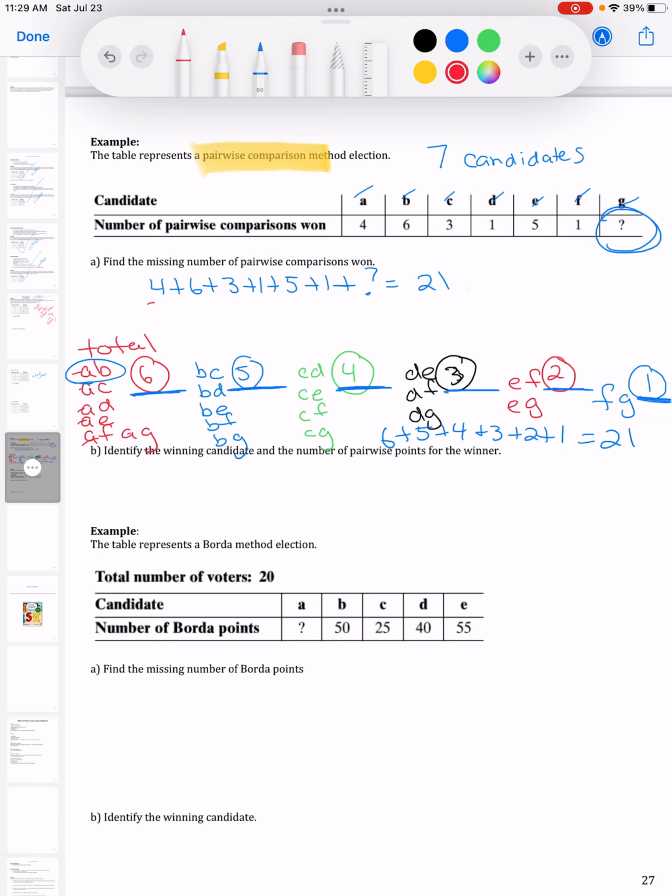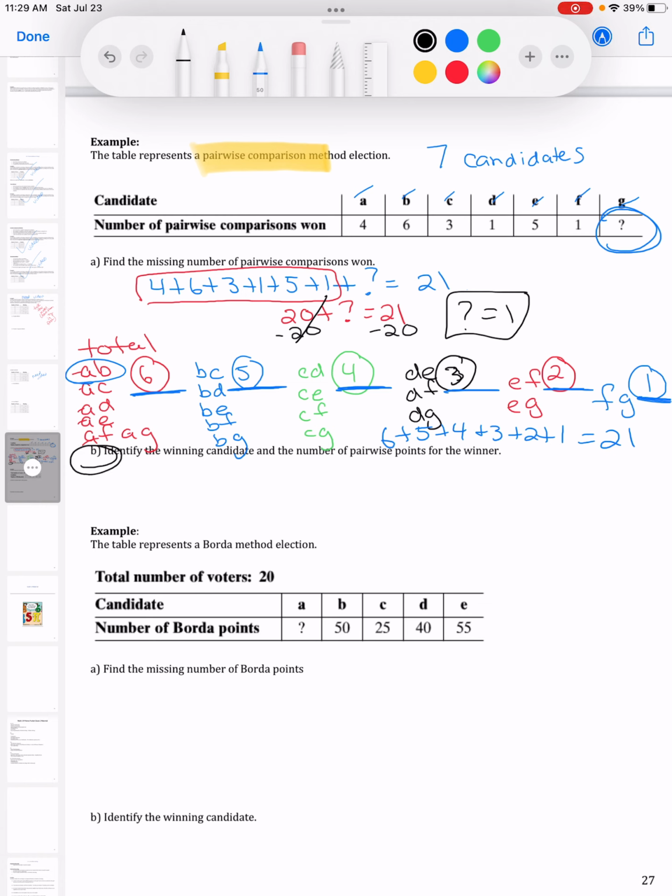I'm going to add up all these numbers right here that I know. They are all like terms because they're all plain numbers. Adding them up gives me 20. You might be able to just look at it and know what the question mark is. Maybe you'll get one that is harder than just looking at it. This one's pretty straightforward. So to solve, we would subtract. So the question mark is 1. The missing number of pairwise points is 1. Now, if you don't like that question mark, remember you can change it to an X.